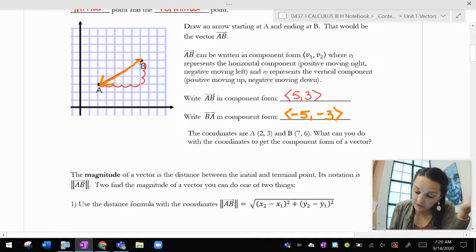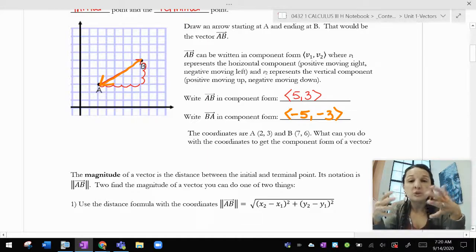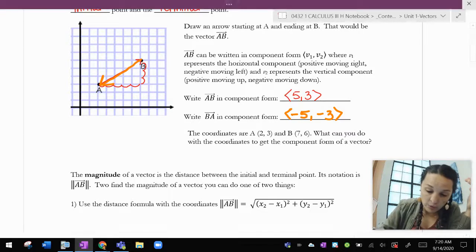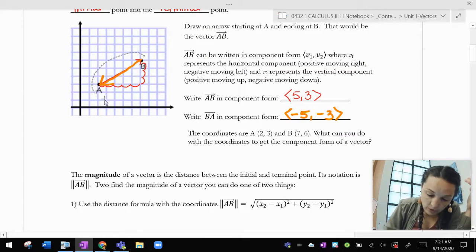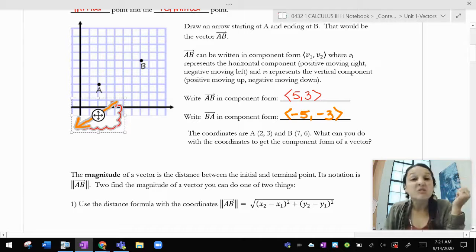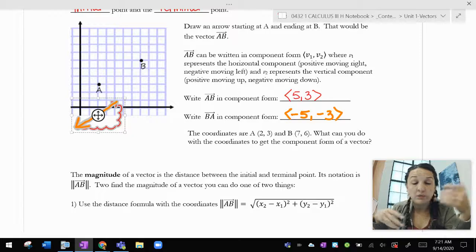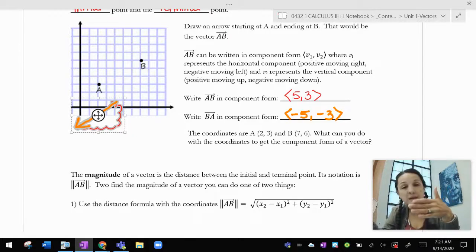So it says the coordinates of A are 2, 3, and B is 7, 6. What do you do with the coordinates to get the component form? Well, the first thing I want you to understand is vector components have nothing to do with where the vector actually is. That vector could be moved anywhere else I want it to go. So if I were to grab this vector and move it, okay, it's still got the same notation. It's still going to be 5, 3, and negative 5, negative 3. It does not change where it is.